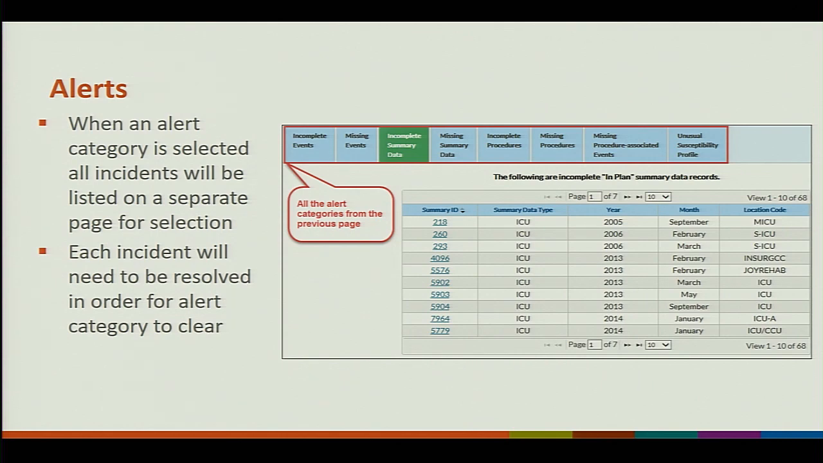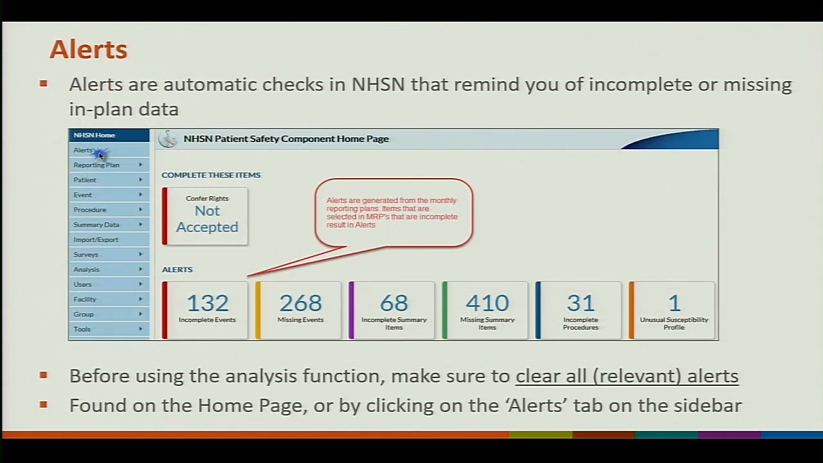Clicking on one of those alert boxes is going to bring you to this page here, and it's going to give you an individual line list of the specific missing or incomplete data that you need to correct in order for those alerts to be cleared. So in order for one specific alert to be cleared, for example, if you have 132 incomplete events, you need to complete all 132 of those events for that box to be cleared.